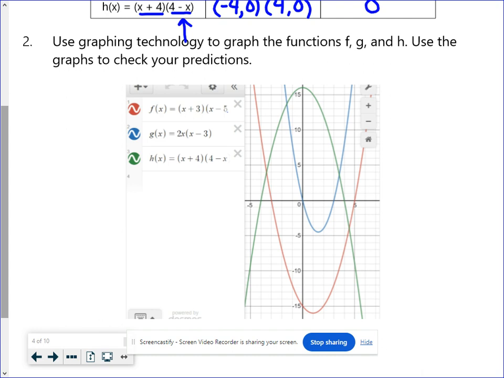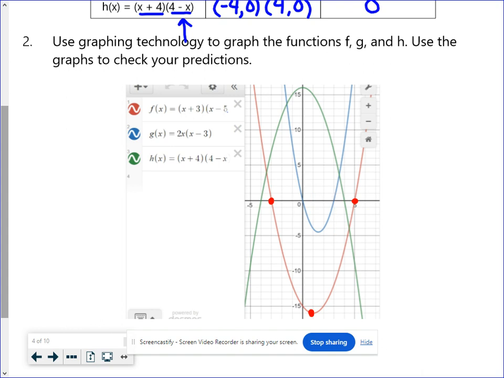So that first one, that x plus 3 and x minus 5, is the red graph. It's crossing the x-axis at -3 and +5. And you can see that the vertex is right here, which is there at 1, right? That's what the x value is.